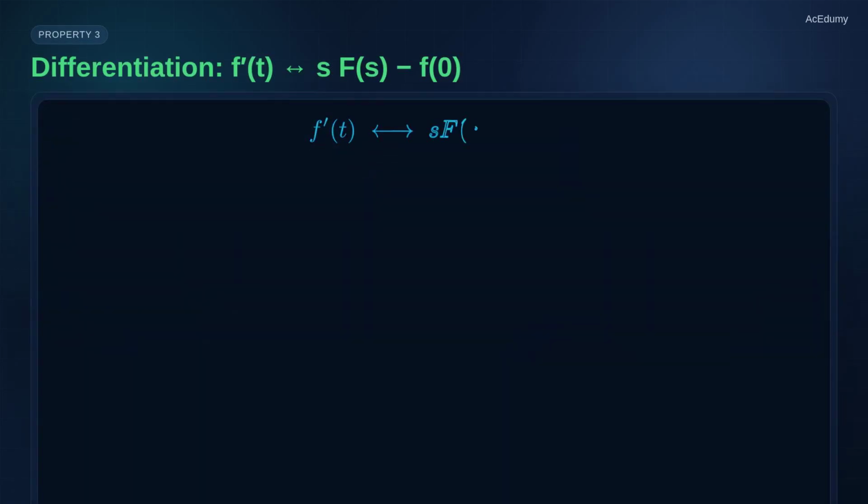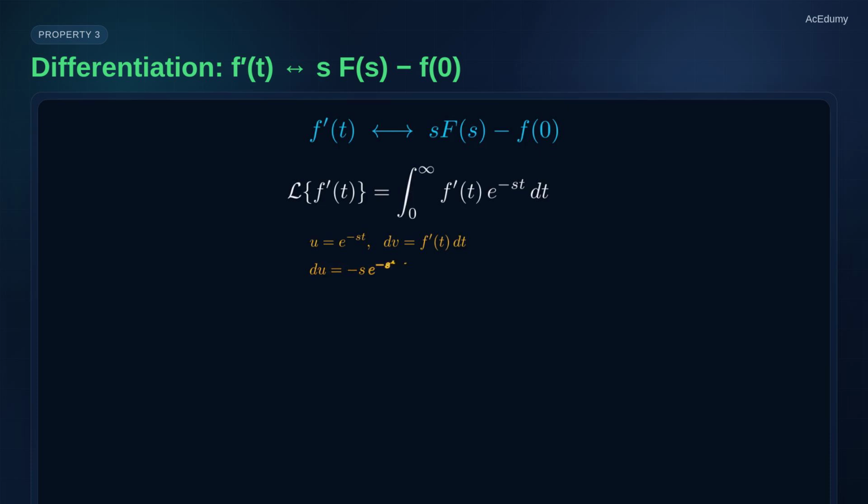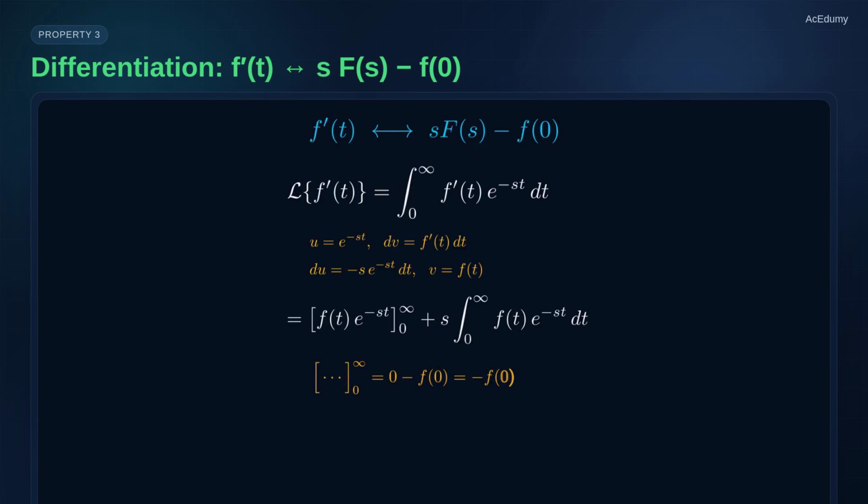Differentiation in time. This is the property that turns differential equations into algebra. Take the Laplace integral of f prime of t and apply integration by parts. u equals e to the minus st, dv equals f prime of t dt. Then du equals minus s e to the minus st dt, and v equals f(t). The boundary term evaluates to minus f(0) plus 0 at infinity, because Re(s) is greater than the abscissa of convergence. The remaining integral is just s times F(s).